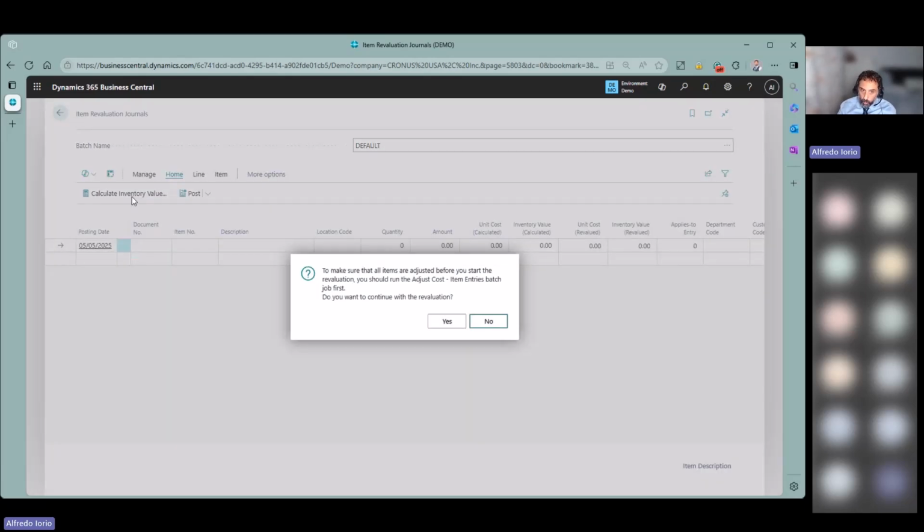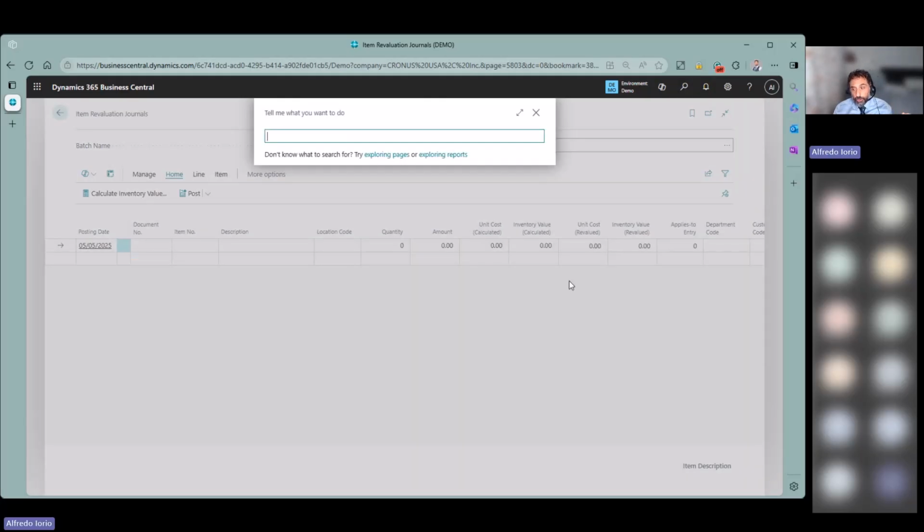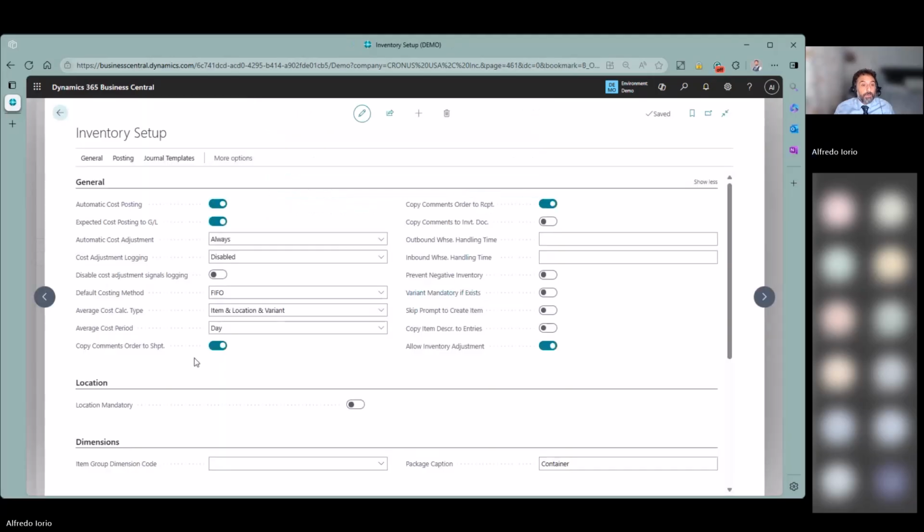You always get this warning that says to make sure that all the items are adjusted before you start, you should run the adjust cost item entries batch job first. And that's because Business Central does not look at the setup, unfortunately. If I look at inventory setup here, you can clearly see that automatic cost adjustment is on always, right?